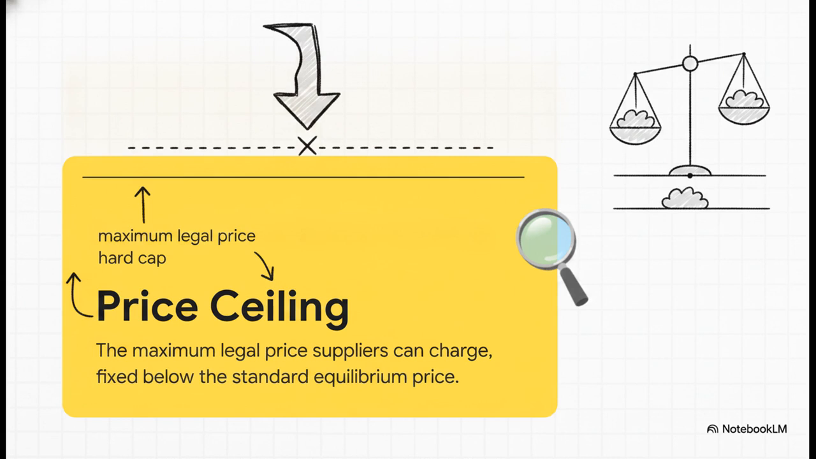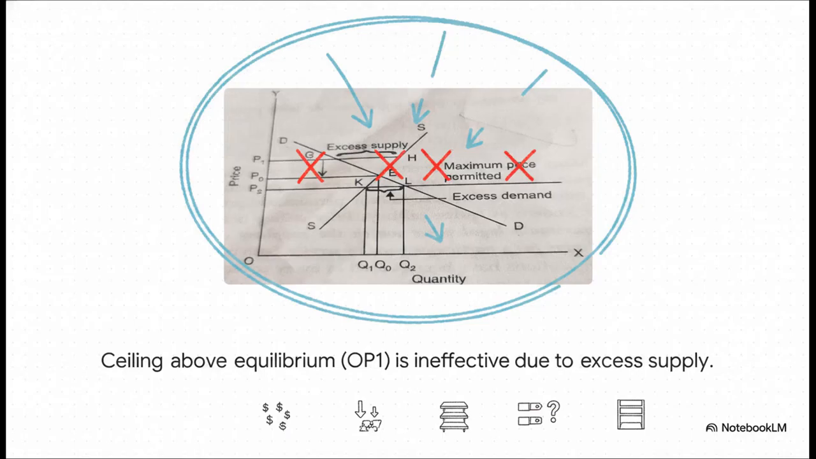Usually, this is done with the best of intentions, mostly to try and keep essential goods affordable for the everyday consumer. But here's the catch. If the government messes up the placement, the whole policy just falls flat. Take a look at the upper line here labeled OP1. If the government sets a price ceiling way up there, above the natural equilibrium point E, it does absolutely nothing.